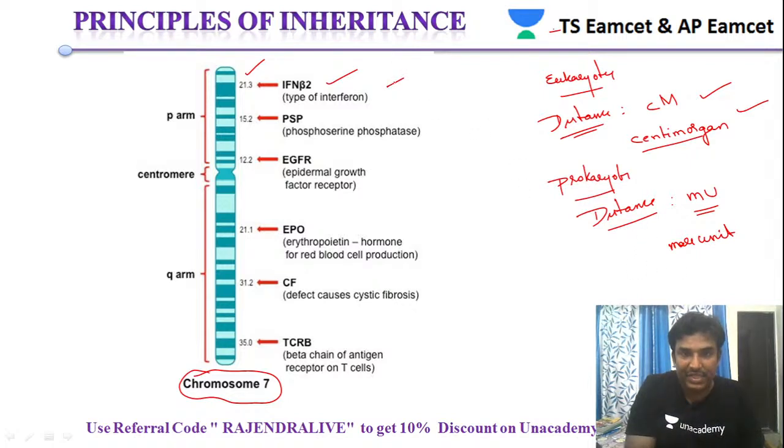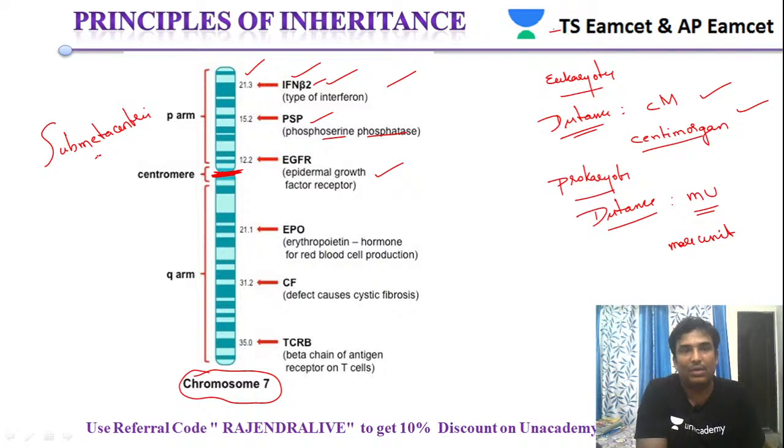Now what are the different genes you see? At this distance, IF and B2, one gene is present. At PSP, another gene, the phosphoserine phosphatase gene. The epidermal growth factor gene is present at that particular location. And in this chromosome, the centromere is not exactly at the center. This type of chromosome looks like a submetacentric chromosome.